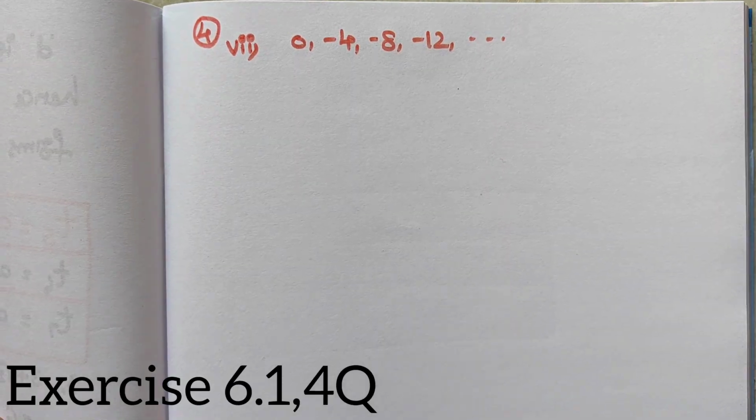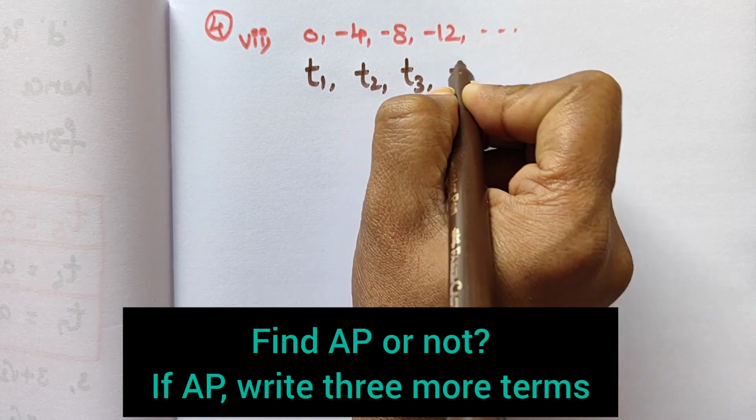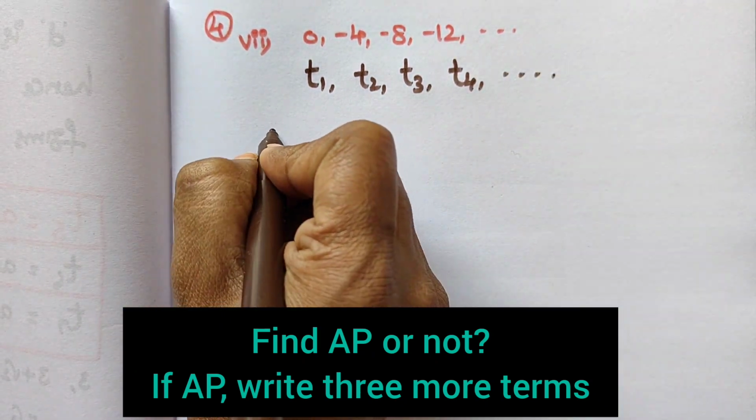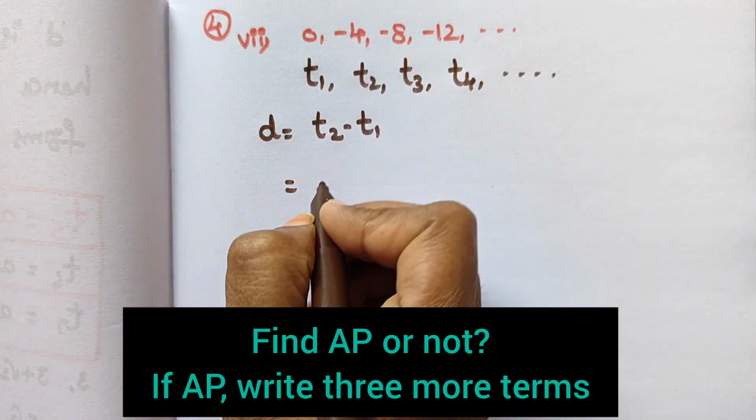This is the part 2 video of fourth problem, exercise 6.1. Fourth problem, 7th bit: the given series is 0, -4, -8, -12. Let us say term 1, term 2, term 3, term 4.